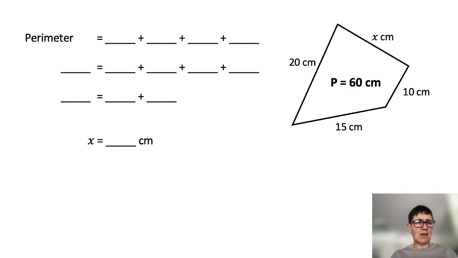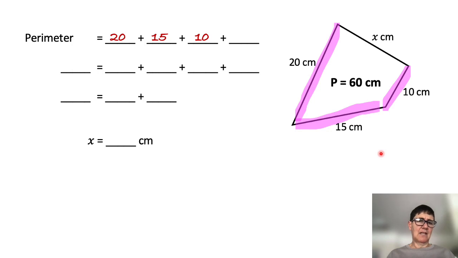Try another. Oh, this is a little bit different. In this example, we're actually given the perimeter and we've got to work backwards to find an unknown side. So I'm going to write down what I know. Perimeter equals 20 plus that 15 plus 10 plus that unknown side, x, and I'll just leave it x. But I know this: perimeter equals 60.